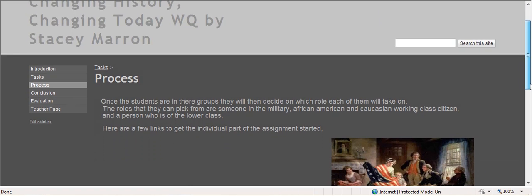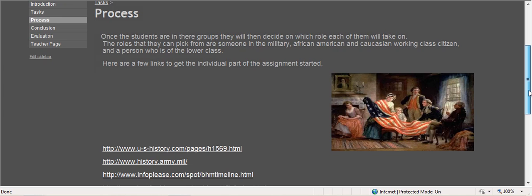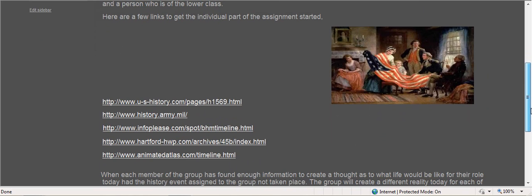Here on the process page, it explains the roles that each student can pick from once they have been put into their groups. They can pick a role as if they were in the military, an African American and Caucasian working class citizen, and a person who is of the lower class. Once the student is in this role, they are going to research their role and their given history time period and discover what life would be like for that role had that event not taken place. Here are some links for the students to help them get started on their individual assignment.